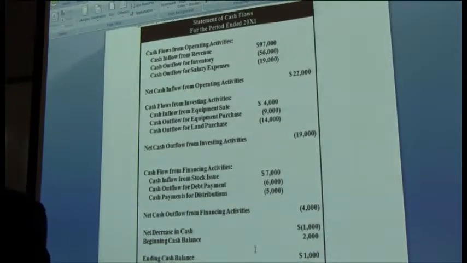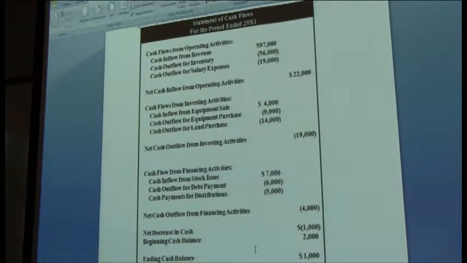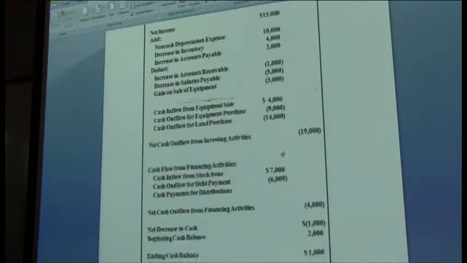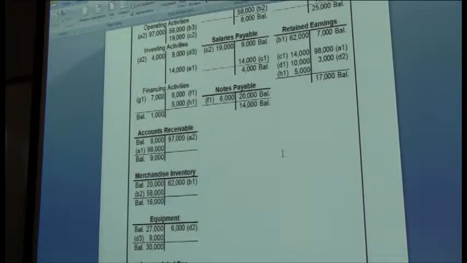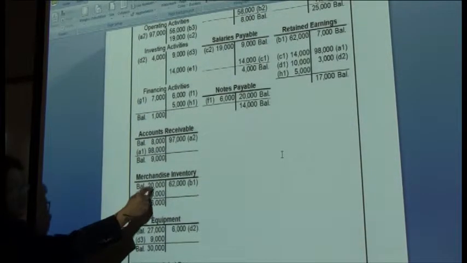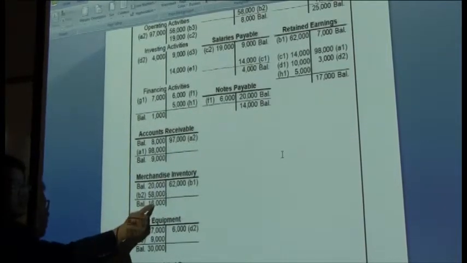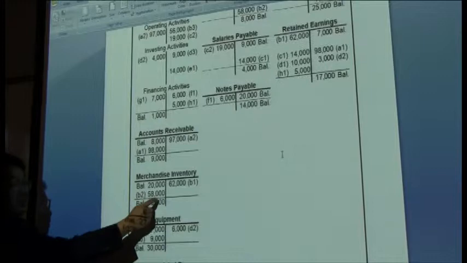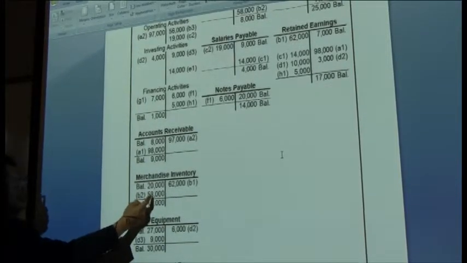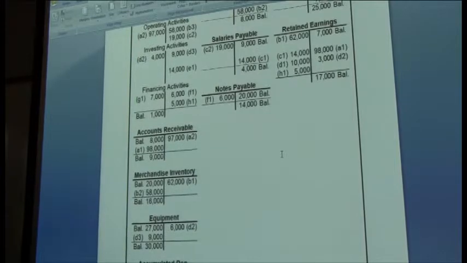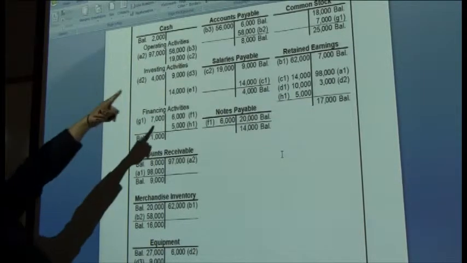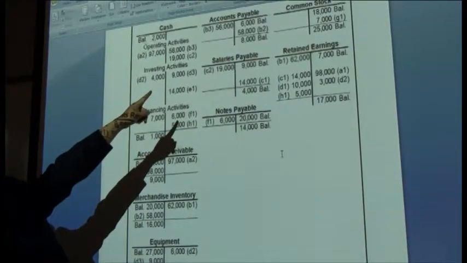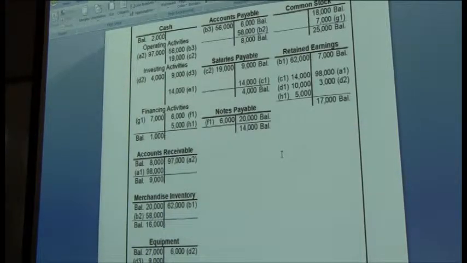But what I just said, if you cannot understand, where do you go? Right here. Merchandise inventory, what was the beginning? 20,000. What was the ending? 60,000. So how do I get 58,000? That's the purchase. So you can take a look at this T-account if you like. Accounts payable right there, beginning 6,000, ending 8,000. You can take a look at that. Or if you don't like the T-account, you go by my logic here.